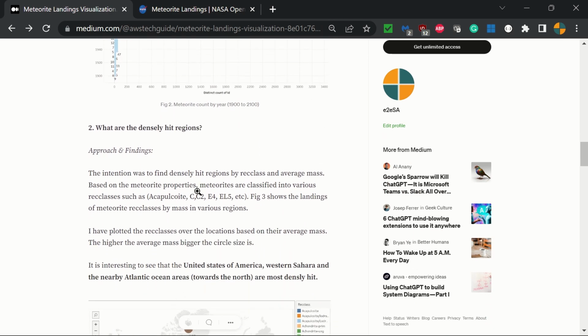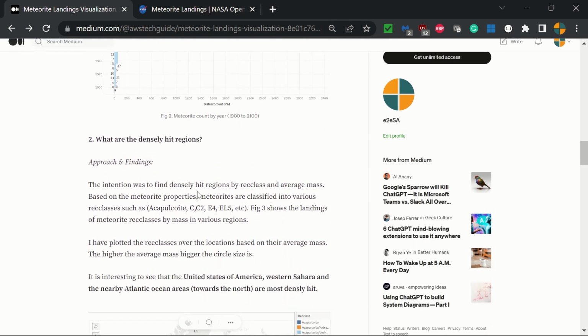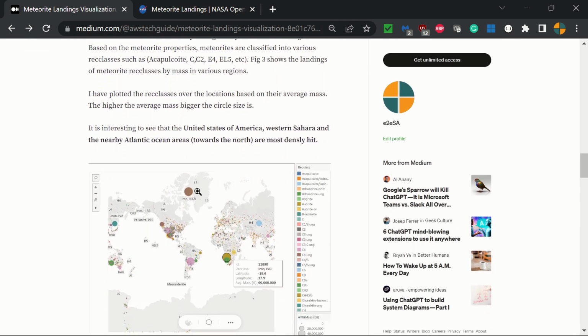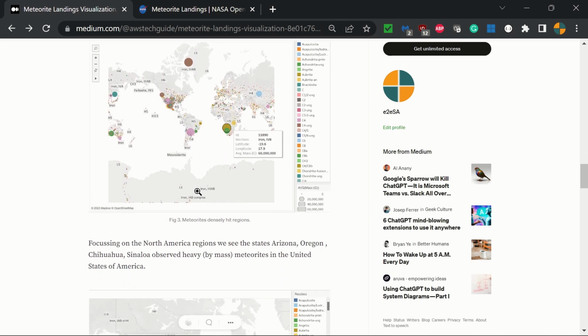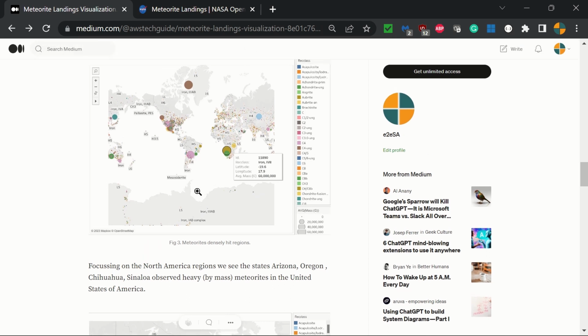As the second question, let's check which regions are densely hit. I plotted the recclass of meteorites on the map by its average mass. It is interesting to see that the United States of America, Western Sahara, and towards the north of the Atlantic Ocean area are most densely hit.